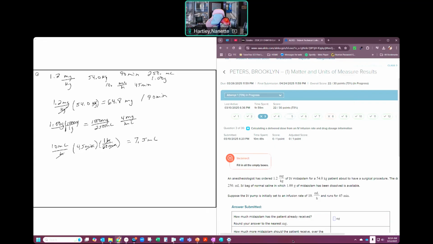So if there are 4 milligrams per milliliter, which we calculated right here, and I've done this, 7.5 milliliters has been delivered at this time, then I know that I can take that 7.5 and multiply by 4, and that means that I've currently delivered 30 milligrams to this body at this time.